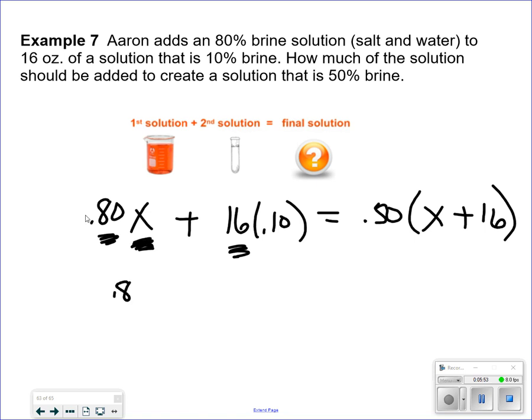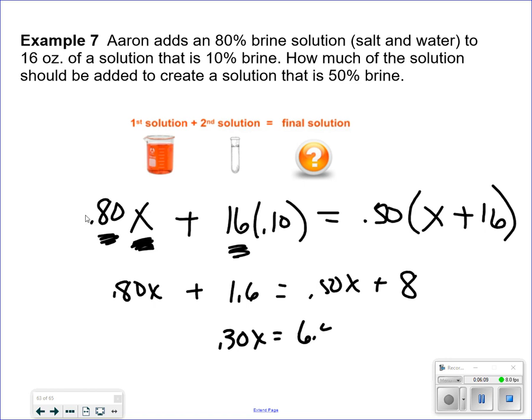So I have, go ahead and multiply. 1.6 equals 0.50x plus 8. Get all the x's on the same side, so 0.30x, subtract 1.6, I get 6.4, and divide by 0.30. Calculator time, 6.4 divided by 0.3, 21.3 repeating ounces.